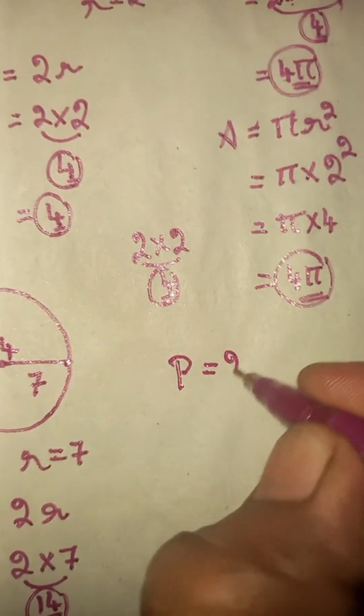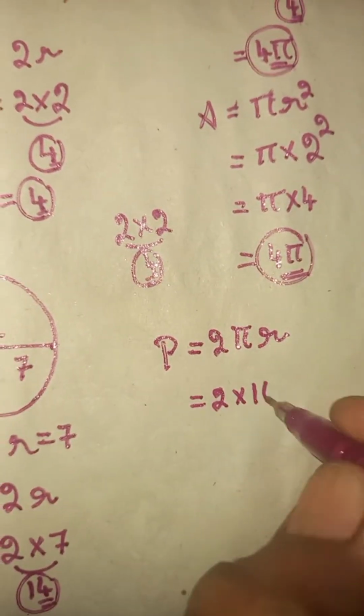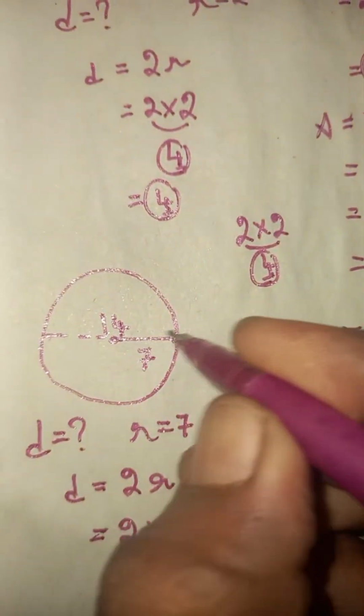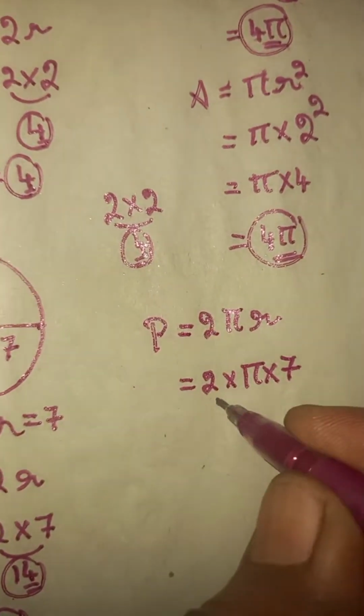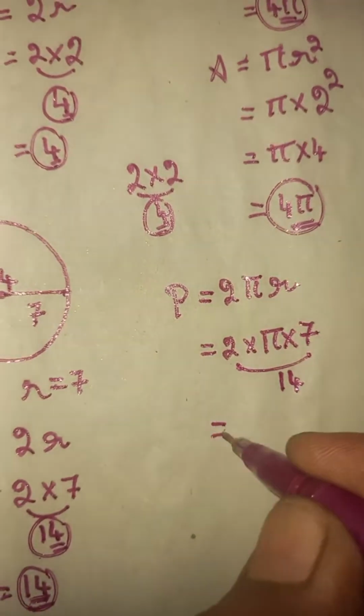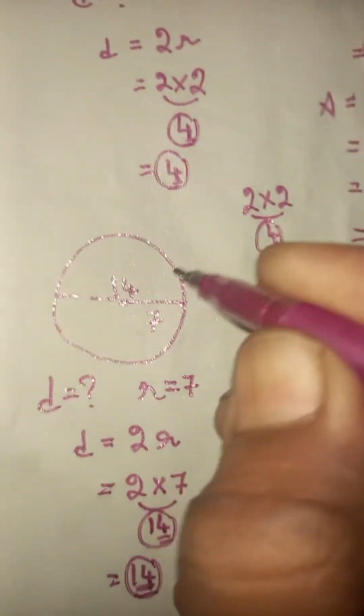Perimeter of the circle can be written as 2 pi r. That means 2 times pi times, this is the radius which is 7 units, times 7. 2 times 7 means it becomes 14. 14 pi units is the actual perimeter of the circle.